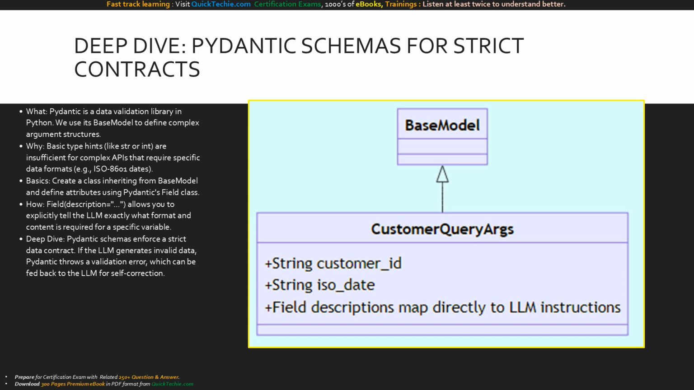Let's look at this class diagram to visualize the Pydantic integration. At the top, we have the Pydantic base model, which provides all the underlying validation logic. We extend this to create our custom customer query args class. Inside, we define our specific properties, such as a customer ID string and an ISO formatted date string. Crucially, as noted at the bottom, we attach field descriptions to these properties. These descriptions are surgically extracted by LangChain and injected directly into the LLM's prompt. This guarantees that the model fully understands the micro-level constraints of your backend database API.